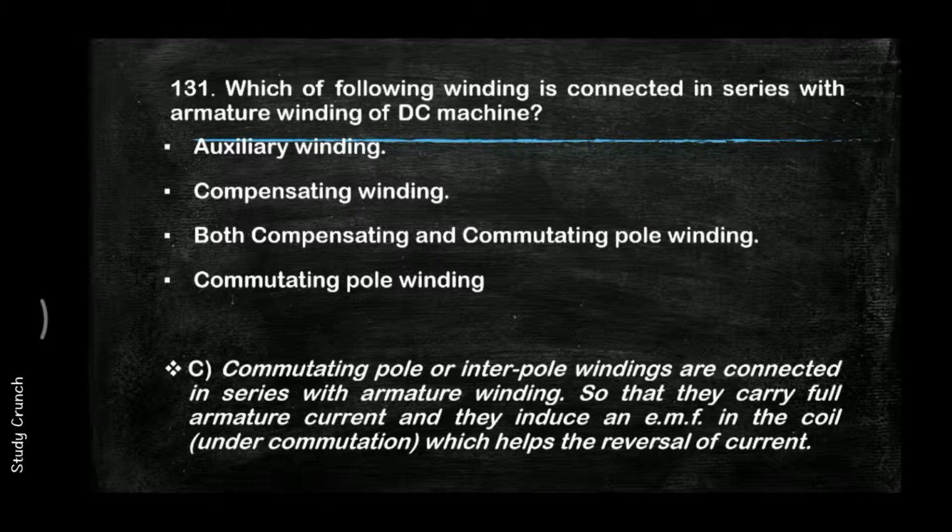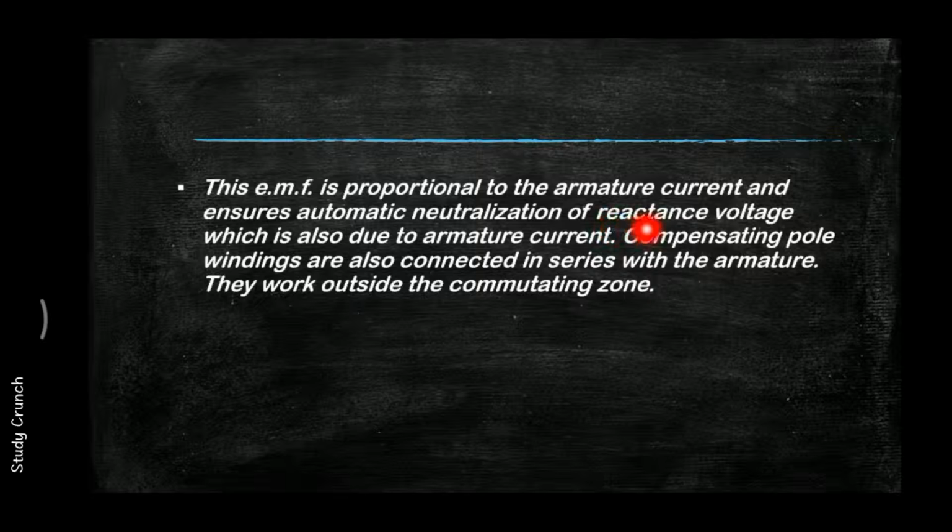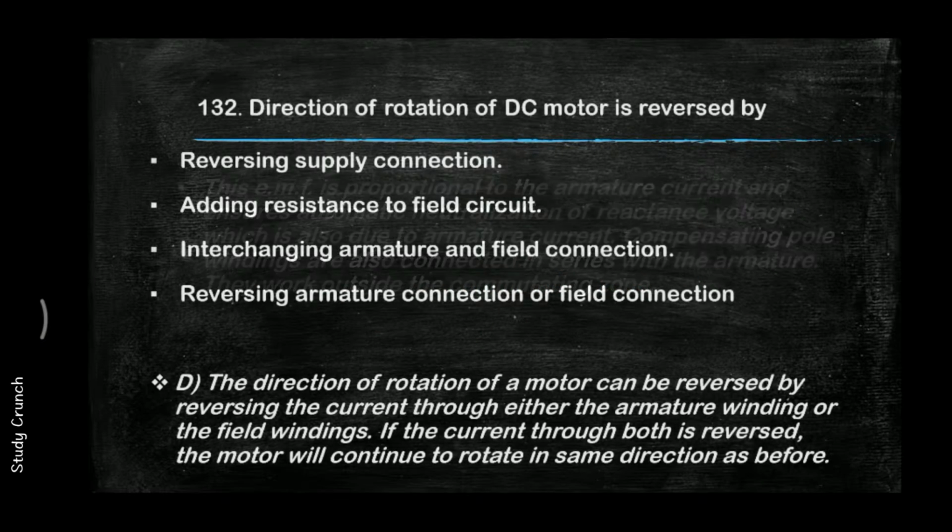Next, which of the following windings is connected in series with the armature winding of the DC machine? So the answer is both compensating as well as the commutating pole winding. Commutating pole or the interpole windings are connected in series with armature winding so that they carry full armature current and they induce an EMF in the coil, which helps the reversal of current. This EMF is proportional to armature current and ensures automatic neutralization of reactance voltage, which is also due to the armature current. The compensating pole winding is also connected in series with armature and works outside the commutating zone.